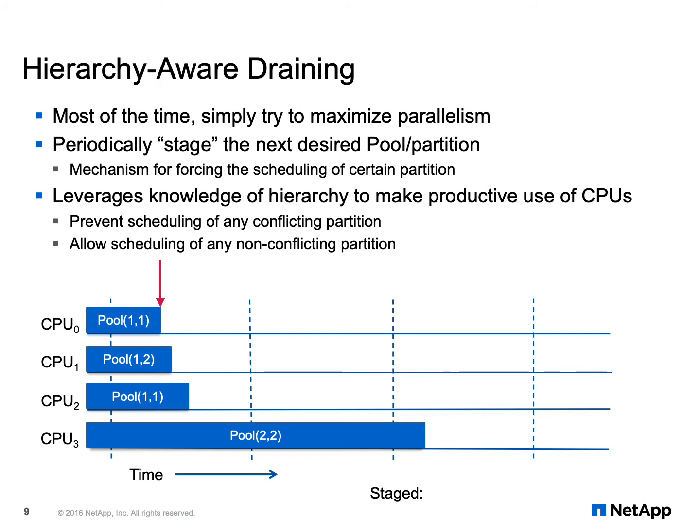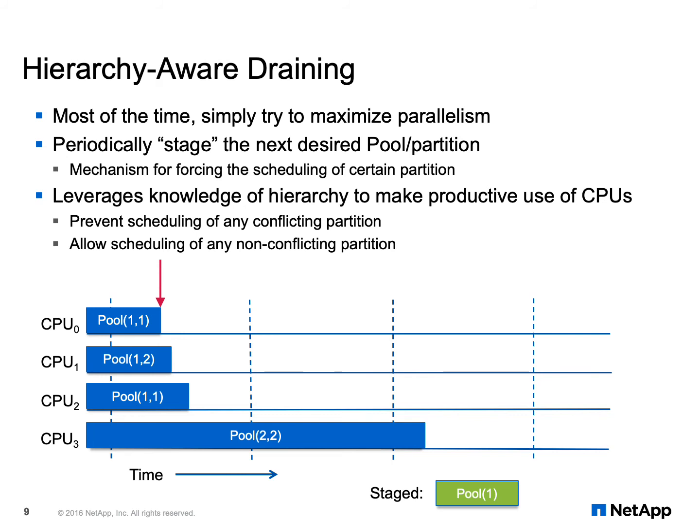At that time, let's say we've decided that a particular data partition, pool 1 for example, has waited long enough and needs to be staged to be forced in to run. However, it's not safe to run pool 1 at this point because it conflicts with partitions running on CPU 1 and CPU 2. So instead we simply stage pool 1.